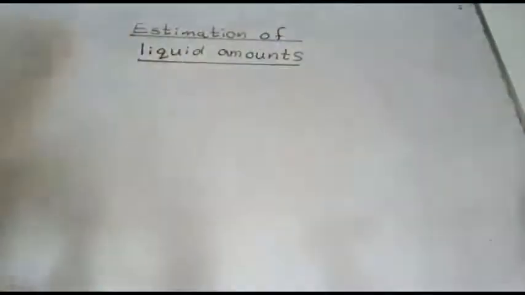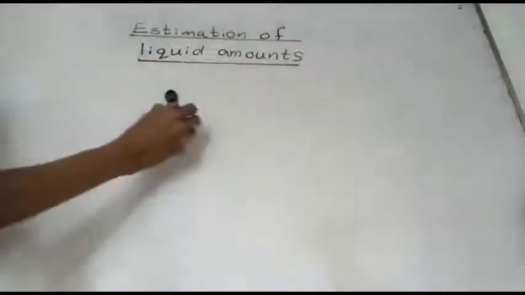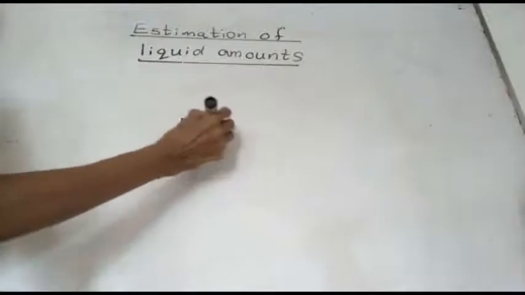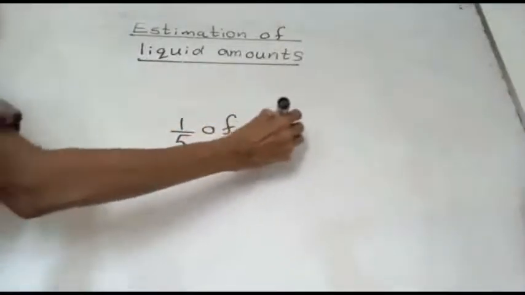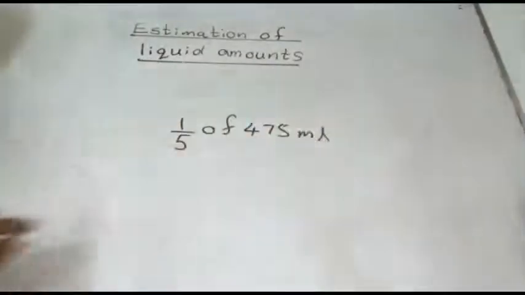The volume of this bottle is 475 milliliters. Therefore, there is approximately 1/5 of 475 milliliters.